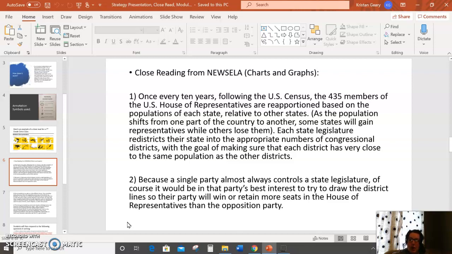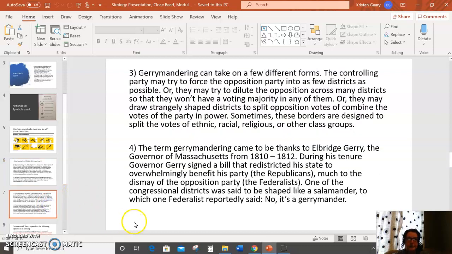Because a single party almost always controls a state legislature, of course it would be in that party's best interest to try to draw the district lines so that their party will win or retain more seats in the House of Representatives than the opposition party. Gerrymandering can take place in a few different forms. The controlling party may try to force the opposition party into as few districts as possible, or they may try to dilute the opposition across many districts so that they won't have a voting majority in any of them. Or they may draw strangely shaped districts to split opposition votes, combine the votes of the party in power. Sometimes these borders are designed to split the votes of ethnic, racial, religious, or other groups.